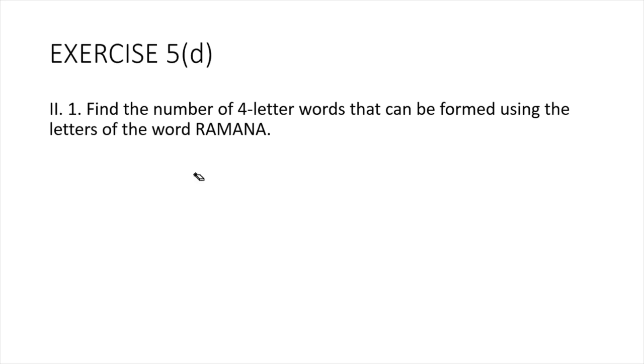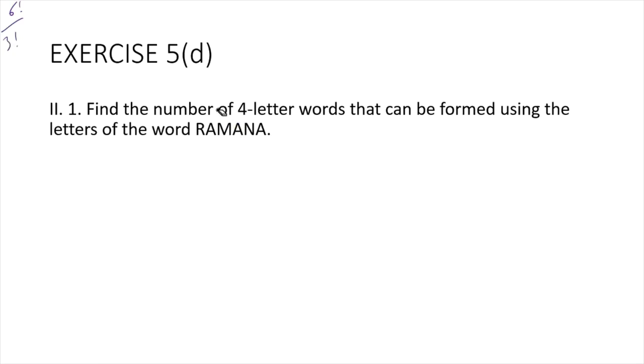R-A-M-A-N-A. The solution for this problem is not straightforward. What I mean is we cannot apply the known formulas to solve this problem. If they ask us to find all 6-letter words that can be formed using the letters of the word Ramana, then the answer is going to be 6 factorial upon 3 factorial, because in the word Ramana there are 3 A's which are identical. And there are 6 letters, therefore the answer is going to be 6 factorial upon 3 factorial.